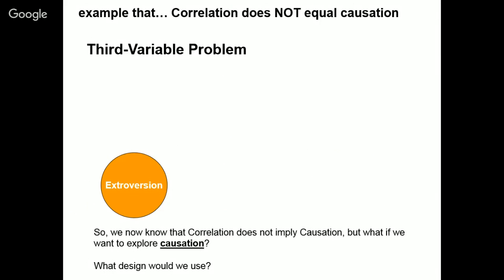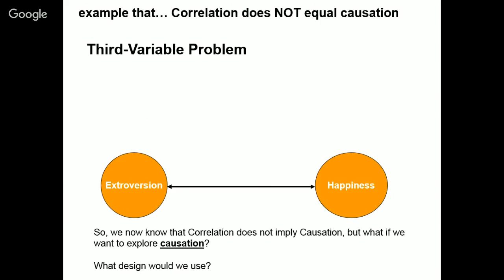Okay. So we do know the correlation does not imply causation. But what if we want to explore causation? What if we really are interested in whether being extroverted causes people to be happy? Or maybe high values of happiness cause people to be more extroverted. What if we want to assign causation?